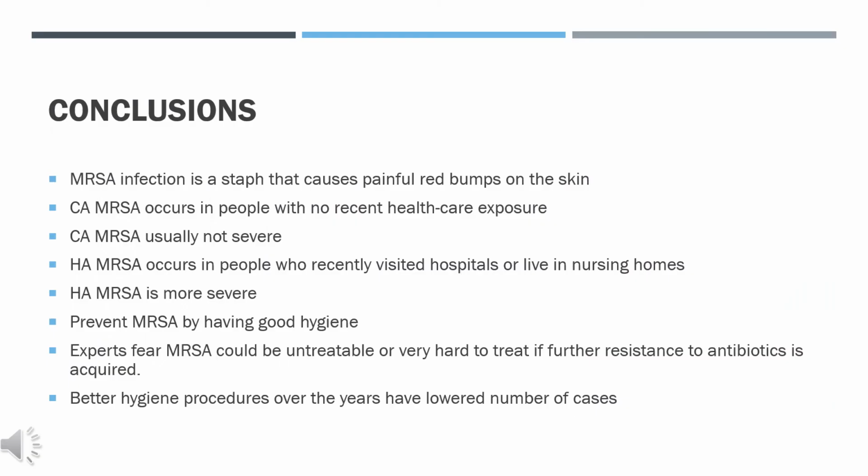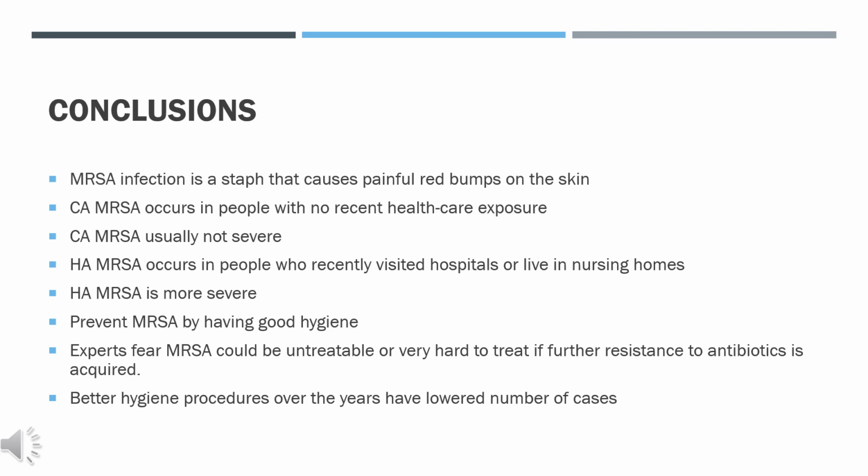To conclude this presentation, methicillin-resistant Staphylococcus aureus infection, or MRSA, is a type of staph which can cause what looks like pimples or boils to appear on the skin that are painful. Community-associated MRSA occurs in young, healthy people who tend to have no recent healthcare exposure and is a mild to moderate skin infection. Healthcare-associated MRSA occurs in people with previous contact with healthcare settings such as hospitals or nursing homes. It can be a much more severe and invasive disease in hospital patients or frequent visitors and can affect bloodstream, lungs, or surgical wounds. The best way to prevent MRSA is simply maintaining good hygiene in your body and hands.